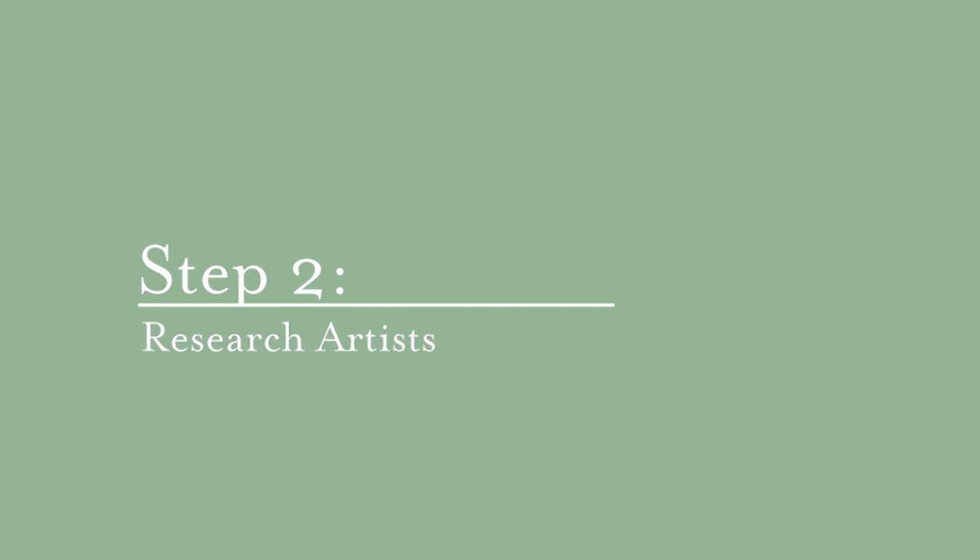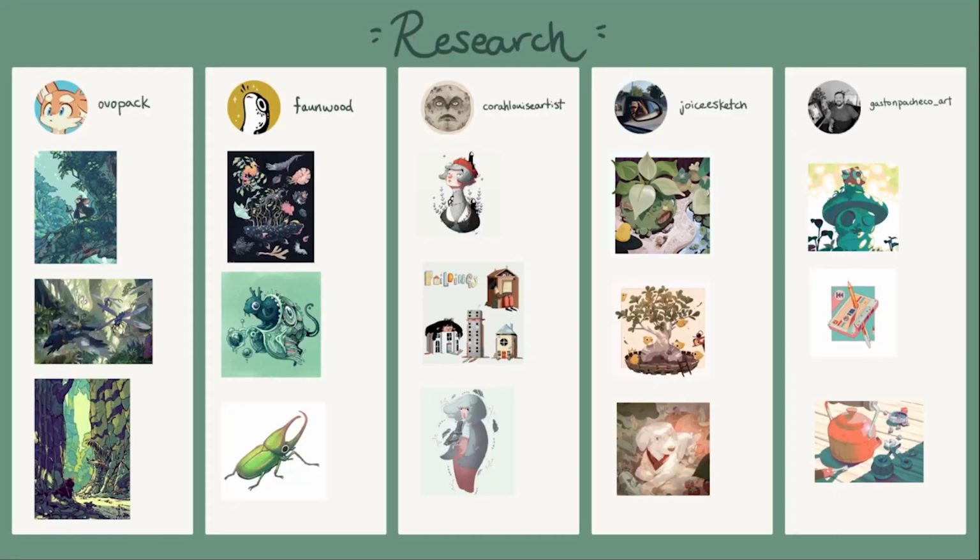Step 2. Research time. Okay, so now you take the constraints that you came up with and then artists that might fit into that field, you're going to go searching. You can go searching into any of these places that have art on them. So for me, that was these artists that I will record later. These were the artists that I referenced for finding my style. So there's 5 of them. Ovopak, Bonwood, Aura, Joyce, and Gaston.